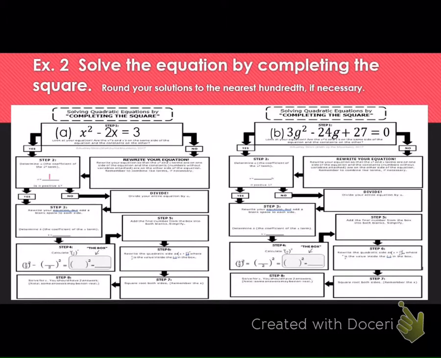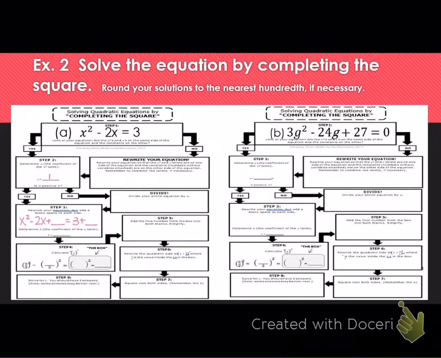It says rewrite your equation, but add a blank space to each side. So there's step 3. So we're writing x squared minus 2x plus a blank equals 3 plus a blank. So this is exactly what we just did in example 1, except now we have to do it on both sides of the equation. All right, now follow the arrow to step 4.